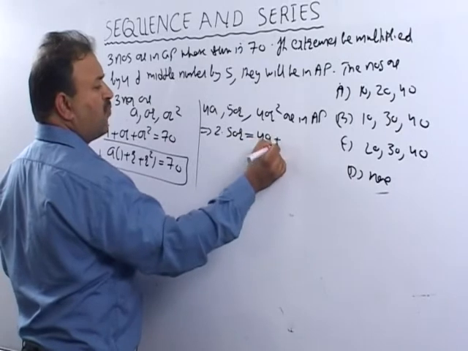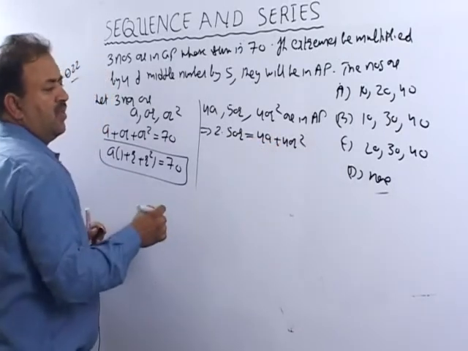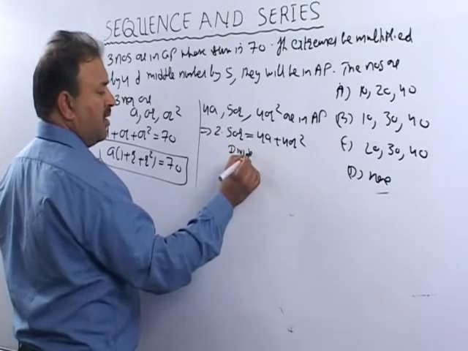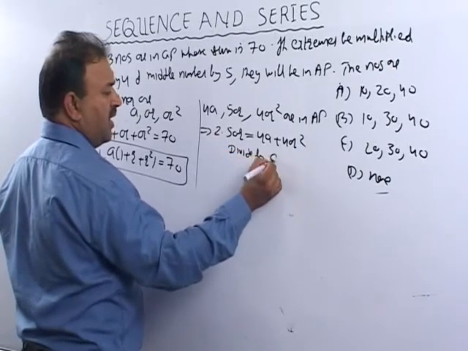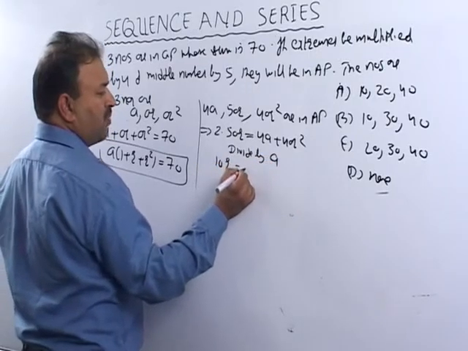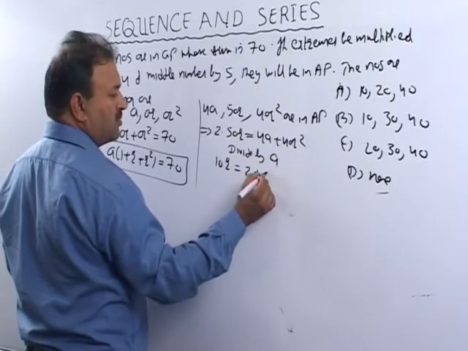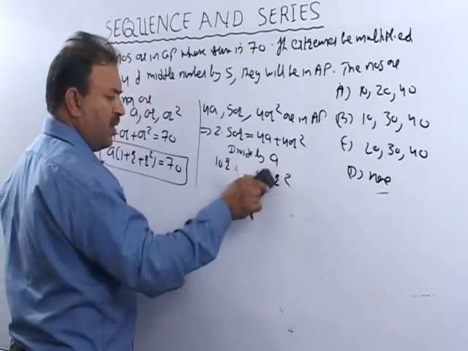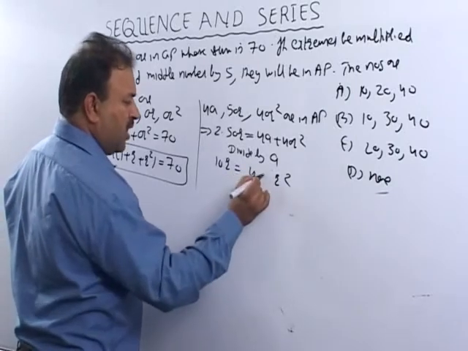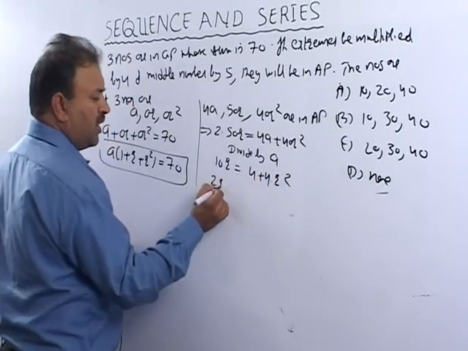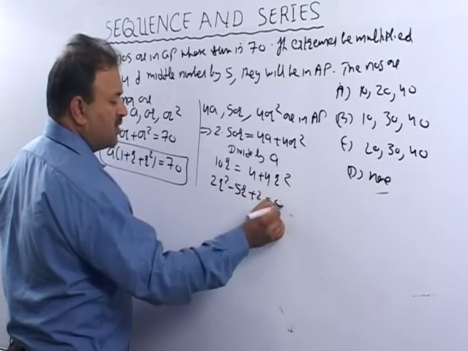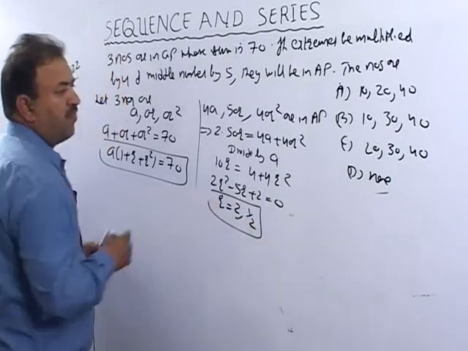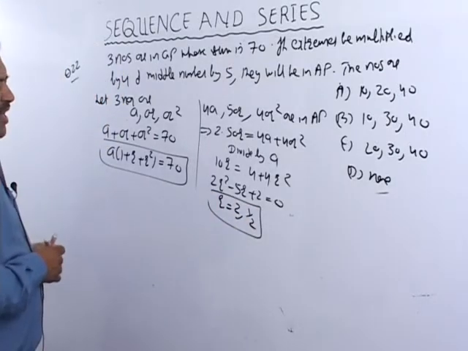If three numbers are in AP, we write twice the middle term is equal to the sum of extremes: 10AR is equal to 4A plus 4AR square. Dividing by A, we get 10R is equal to 4 plus 4R square. Dividing by 2, we get 2R square minus 5R plus 2 is equal to 0. Solving this, the values of R come out to be 2 and 1 by 2. So the common ratio we take is either 2 or 1/2.